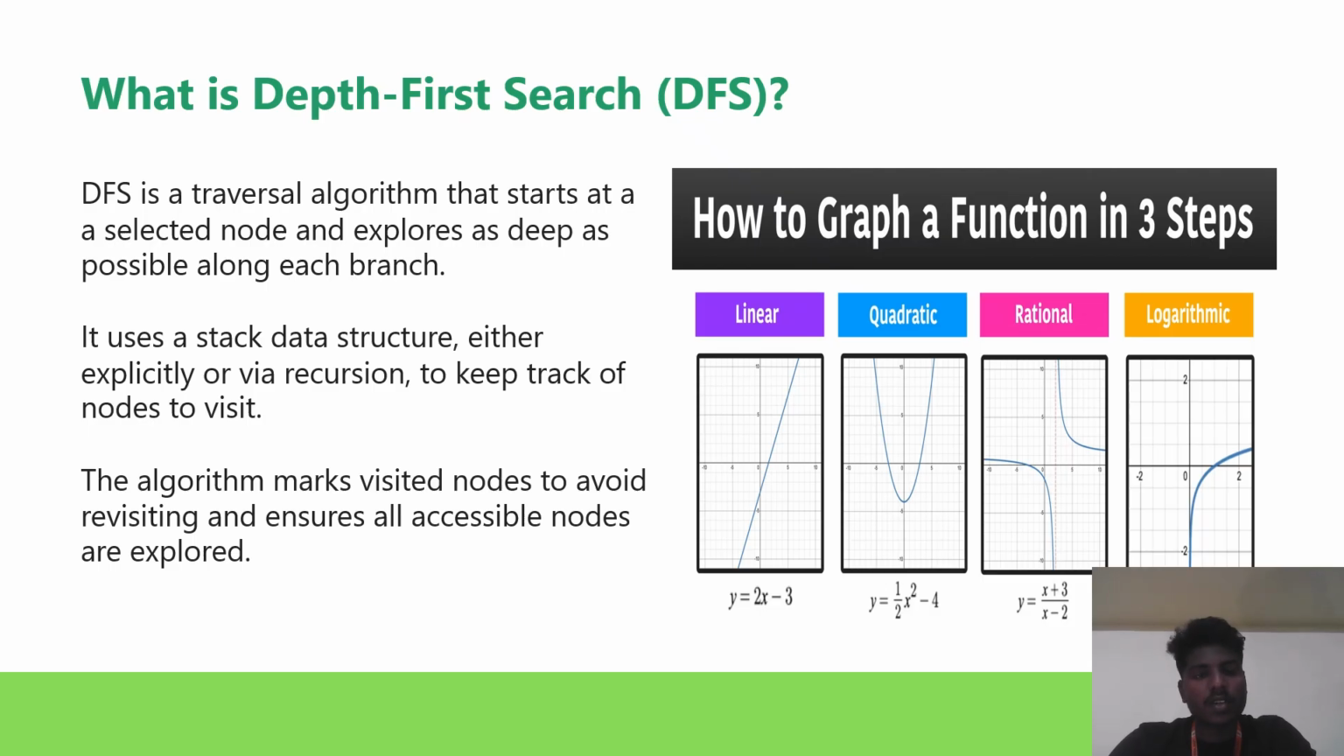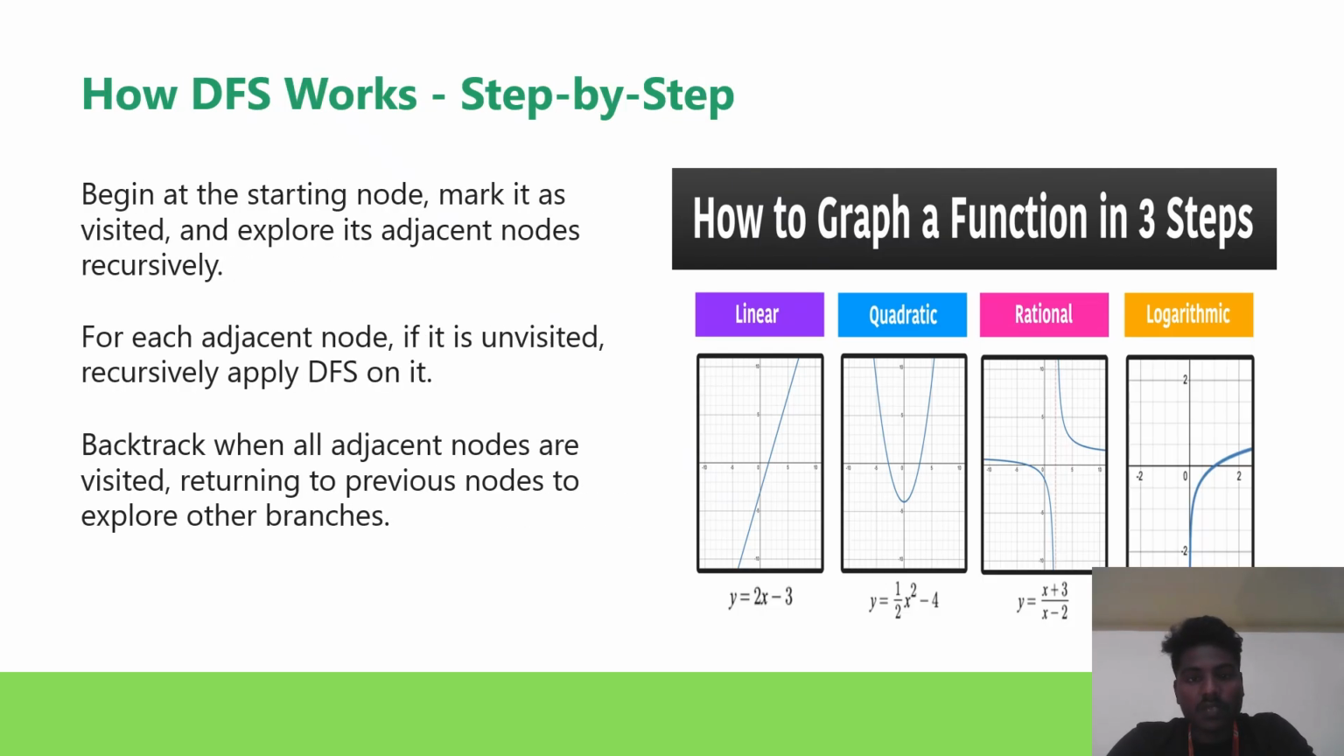As we know, DFS is a traversal algorithm that goes as deep as possible along each branch. It uses a stack data structure to keep track of nodes to visit. The algorithm marks visited nodes to avoid revisiting and ensure all accessible nodes are explored. Now let's see how DFS works, step by step.